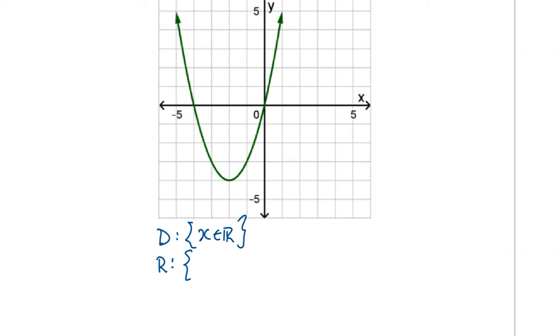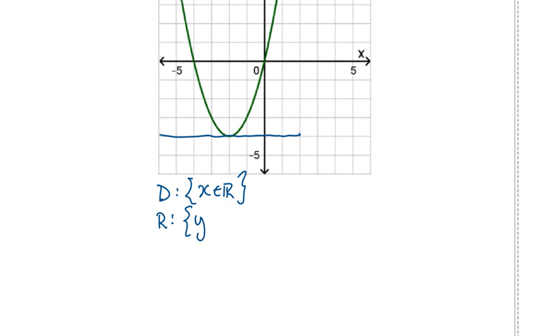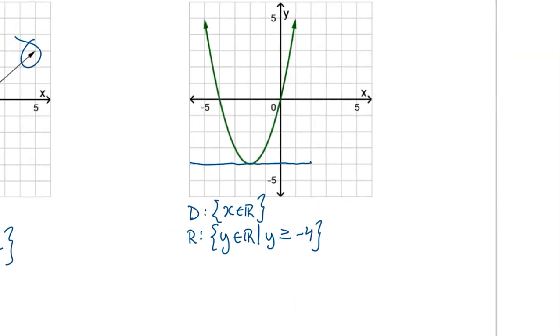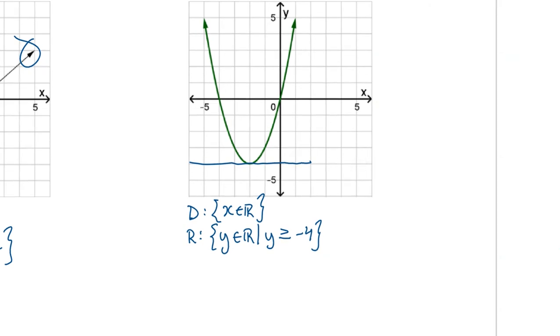What about the range? Are there y values that this will never be? Anything that's below -4. Right, so this one goes down to -4, turns and goes back up. So y is an element of the real numbers such that y will always be greater than or equal to -4. Okay? Any questions so far on any of that? Is it a function? Yeah, it's a function. Good.